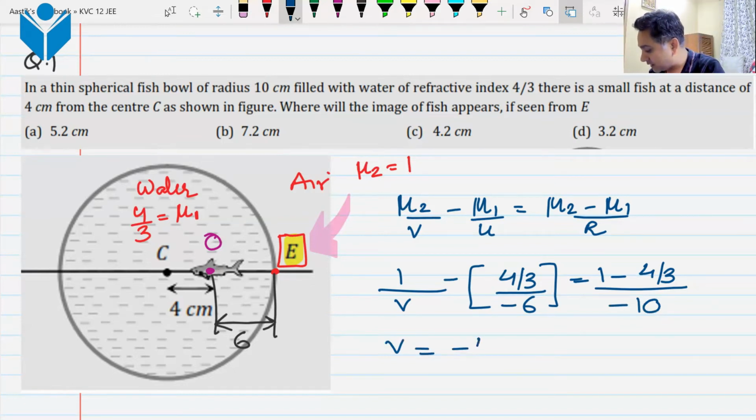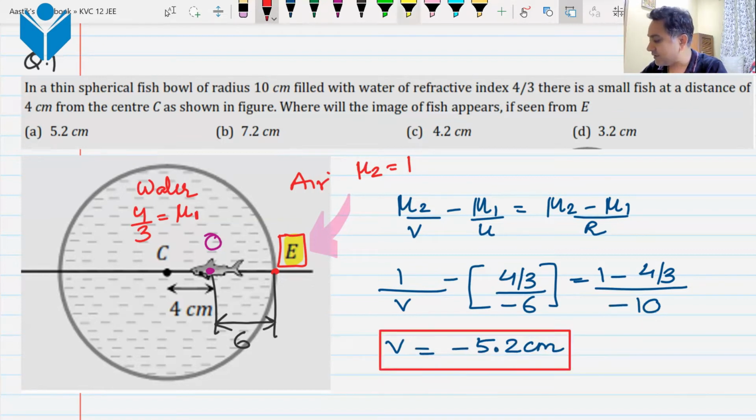I think you are getting minus 5.2 centimeters. Yes or no? That means now you can understand where the image is going to be. Image is 5.2 centimeters on this side. So somewhere here, the image is formed, and this distance is coming as 5.2 centimeters.